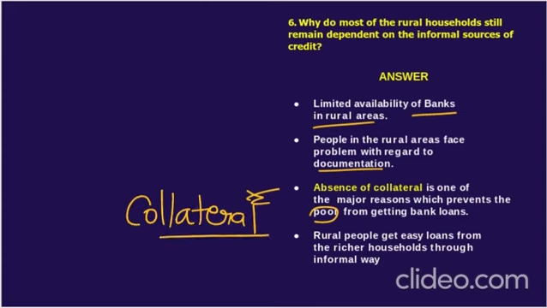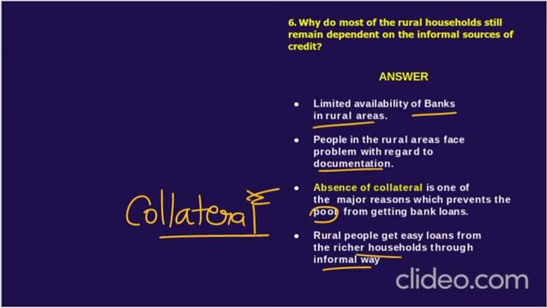Rural people get easy loans from their richer households through the informal way. Now, banks are not there, documentation problem is there, collateral is not there. So, what do they have to do? They will go to some richer households, and from them they will take loans in informal ways, right? Like they'll go to a farmer who is very rich. Don't farmers have servants and so on? So they will take loans, then they will be charged high interest, in informal ways it's taken.